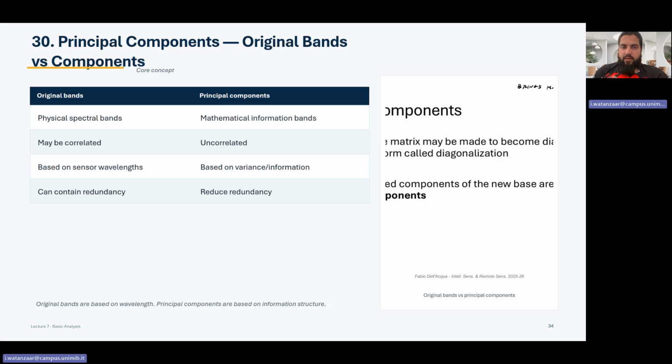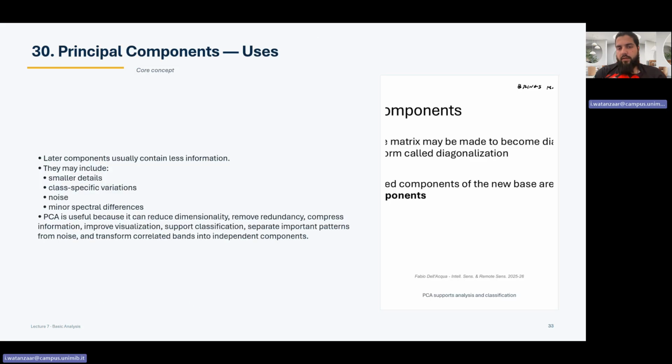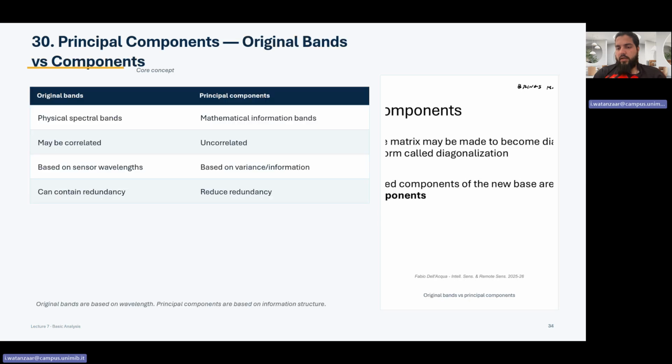The original bands may be correlated because there is a chance of correlation. We said there is a narrow bandwidth between two different bands, of a micrometer or 2 micrometers, or even nanometers in the ultraspectral. In the principal components, they are not correlated because they remove redundancy and noise, and they look for patterns, as we discussed in the previous slide. They separate the important patterns from noise and transform the correlated bands into independent, uncorrelated bands.